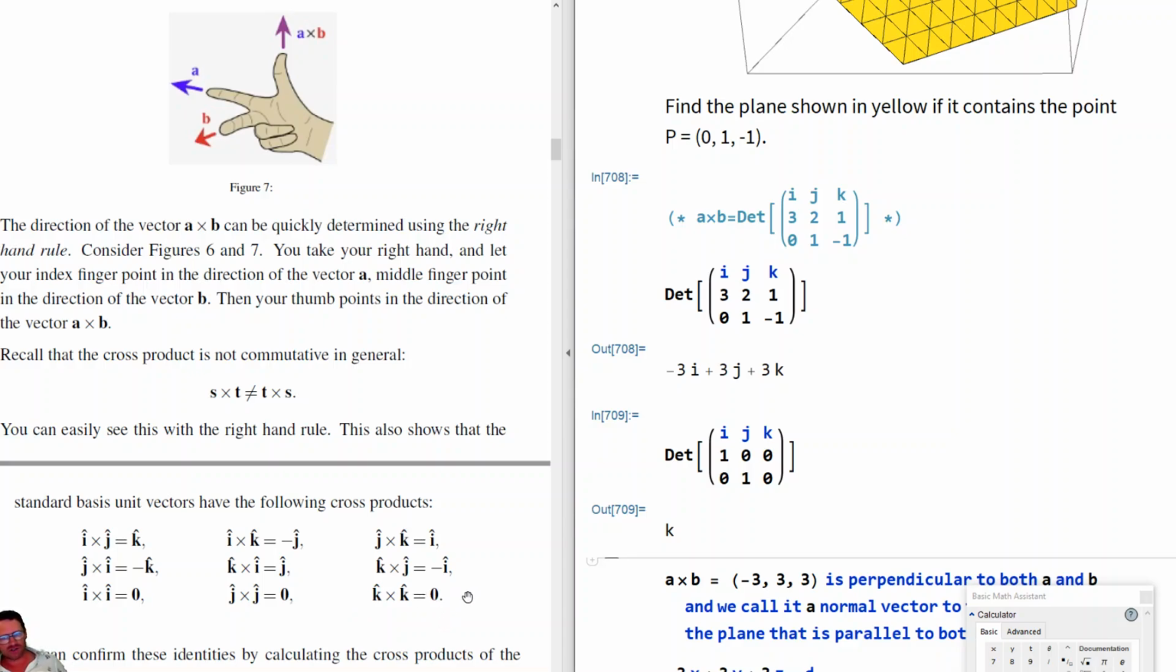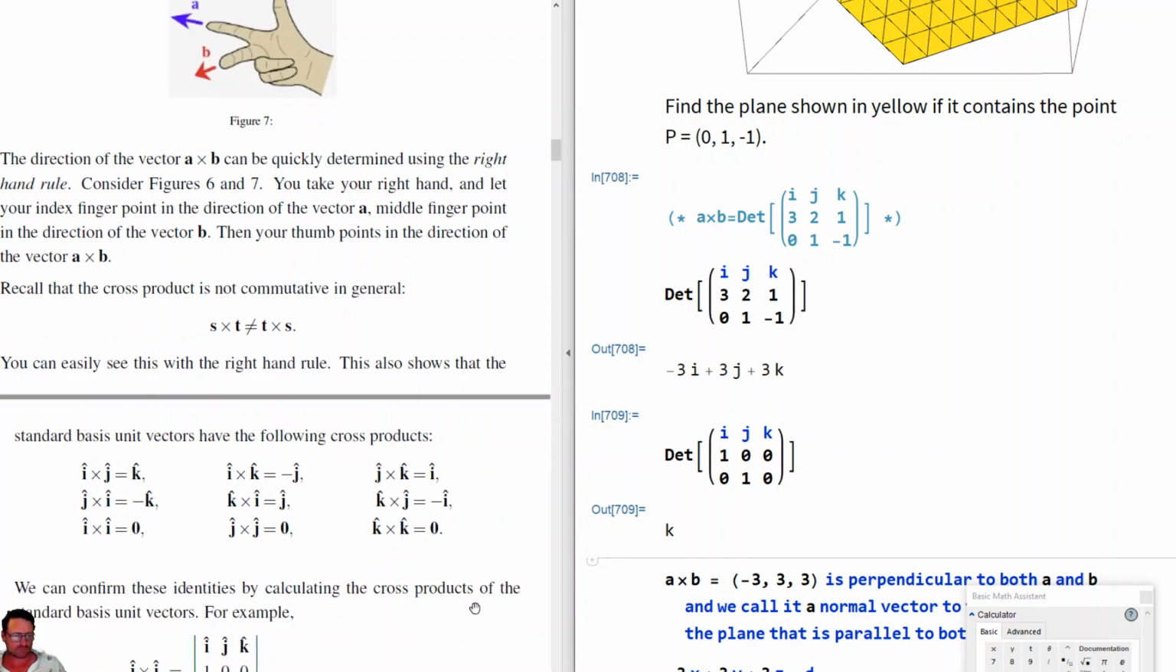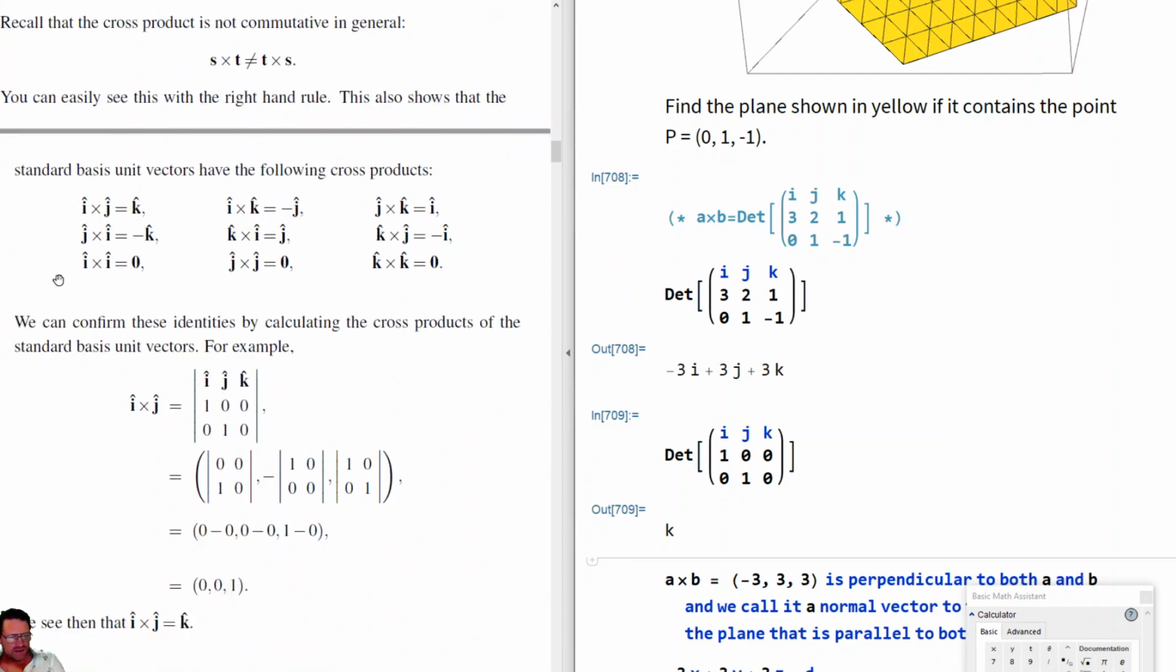In fact, if two vectors are parallel, then their cross product will always give 0. Alrighty, so we've just done this calculation here, but the details are on the page.